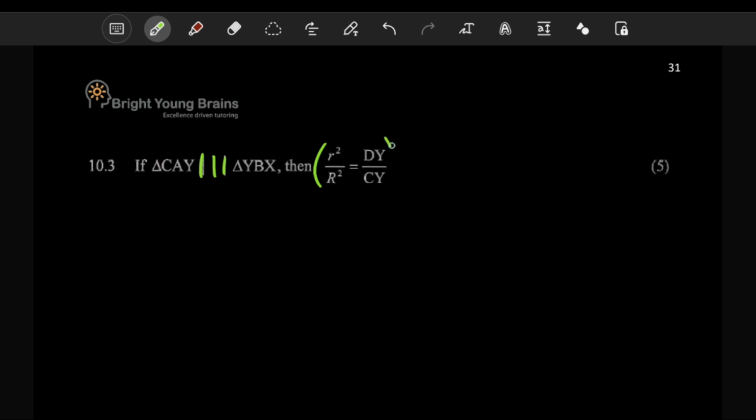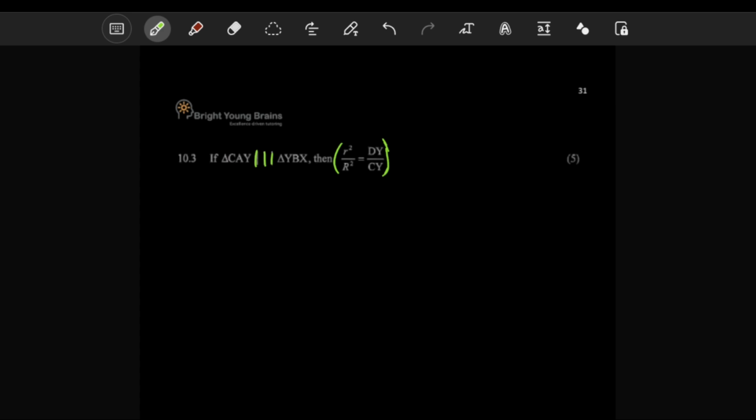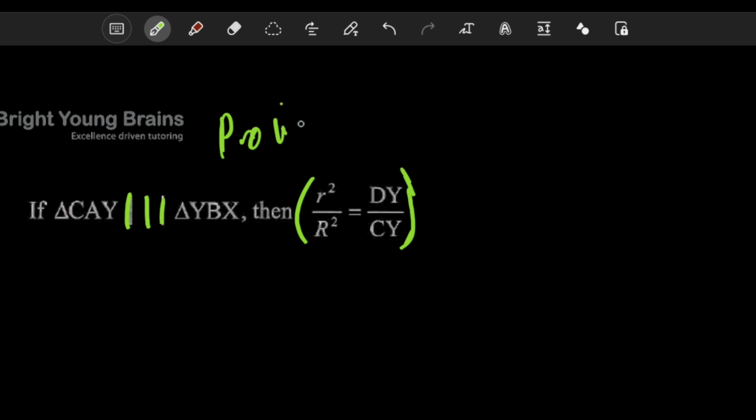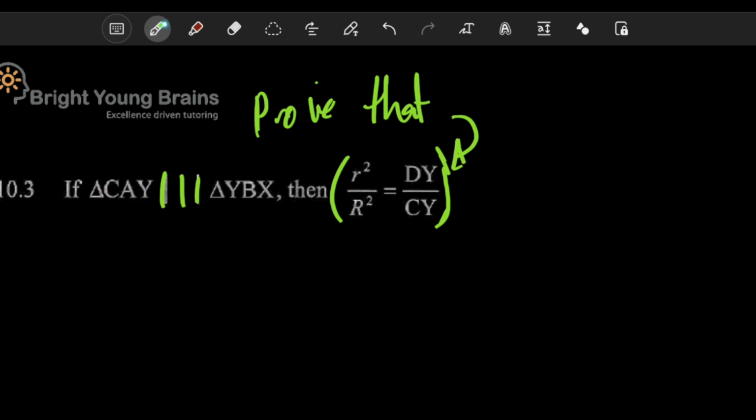Well, I think they want us to prove something. What do they want us to do, Vele? I feel like they left out something in this question. But from what they've given us, I think they want us to prove this expression. So I think they should have said, if this is similar to this, then prove that this is equal to that. Yeah, prove this expression.